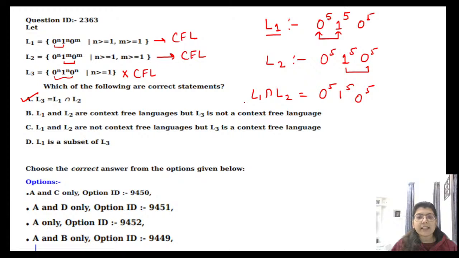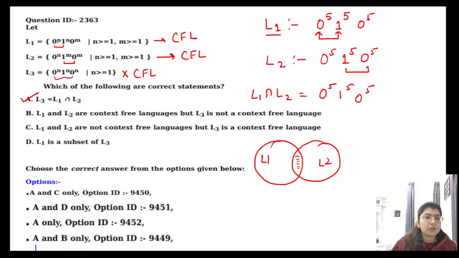Right? Why is this correct? Because we are having certain languages in L1, we are having certain languages in L2, but the condition where all these 3 terms n and m are equal, that will come under L3. So the intersection of L1 and L2 will be L3.